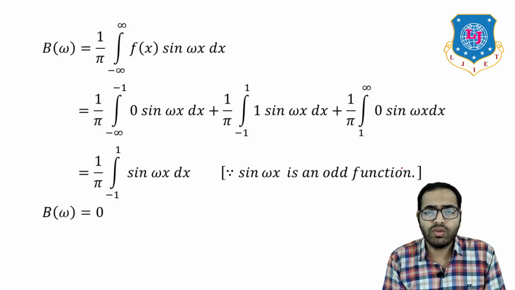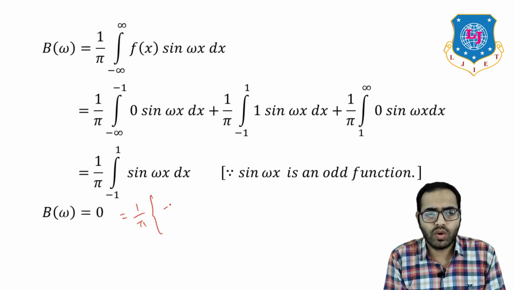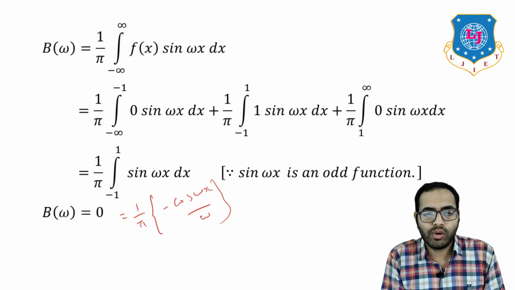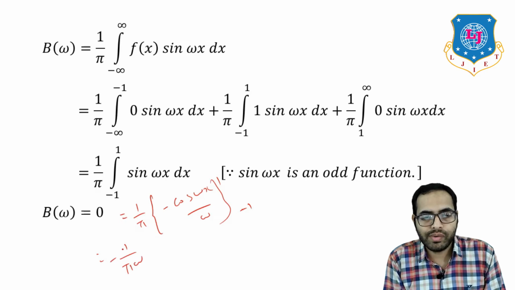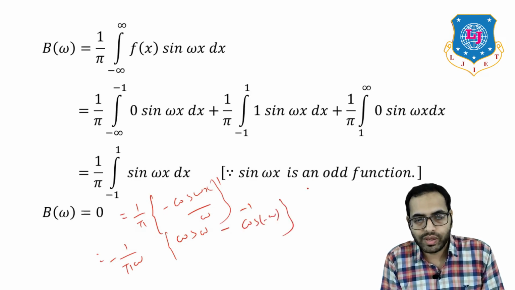Here you can just substitute it directly as 0. If you don't know whether it is even or odd, then just solve this. The integral of sin is minus cos omega x upon omega, with limits minus 1 to 1. Applying the upper limit minus lower limit, substituting 1, we get cos of omega minus cos of minus omega. See, cos of minus theta is equal to cos theta.